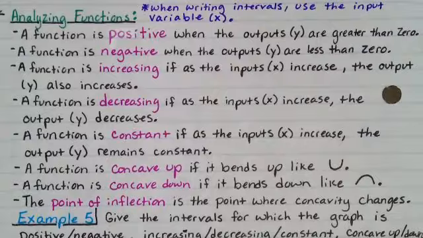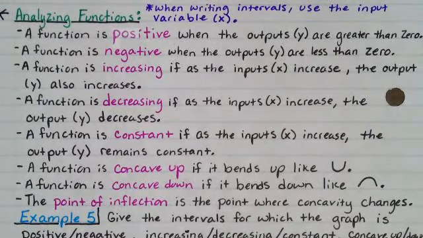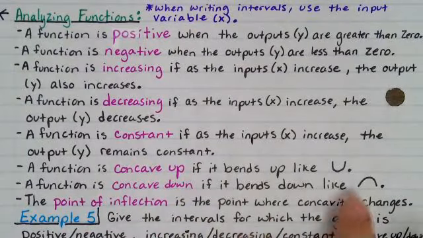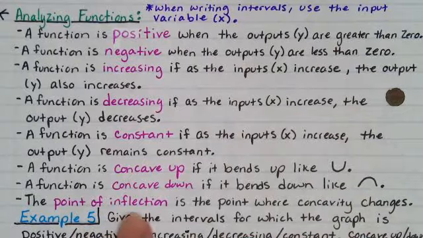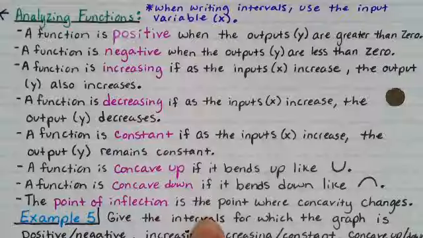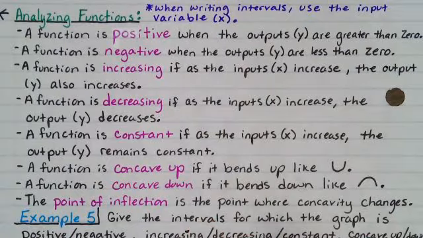Okay, we have this idea of concave up if it bends up, if it curves up like a U shape, or it can be concave down if it bends down like a rainbow. And then we have points of inflection, because concavity can change, and the point of inflection is where it changes concavity. So if it changes between being concave up or concave down, that point where it changes is your point of inflection.